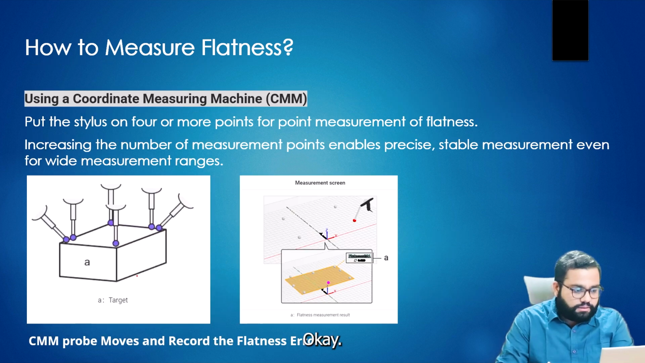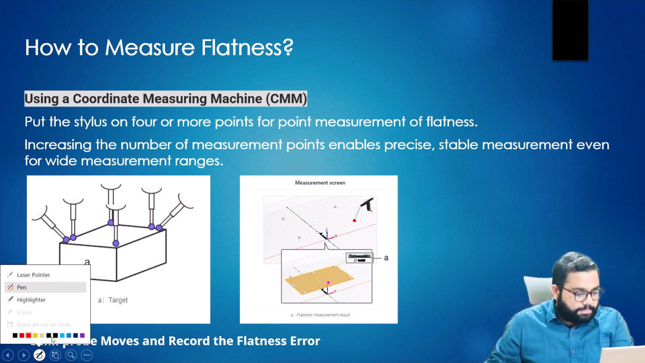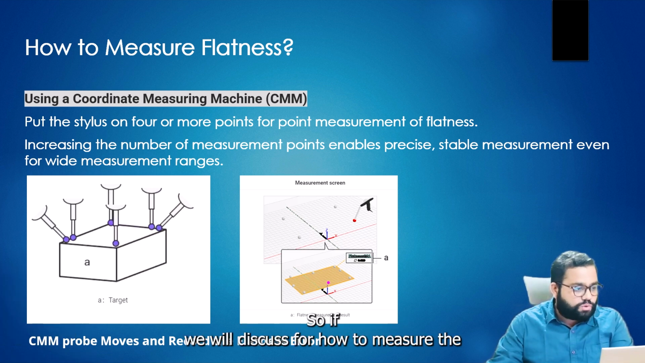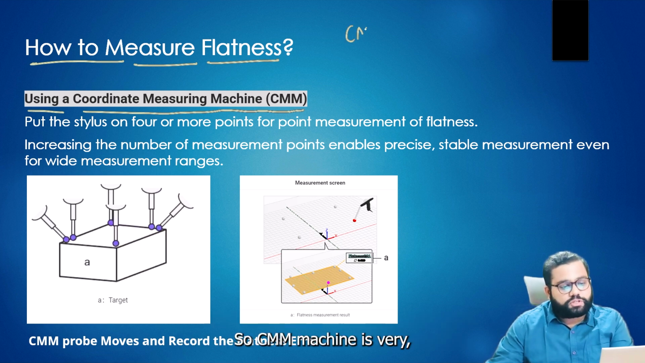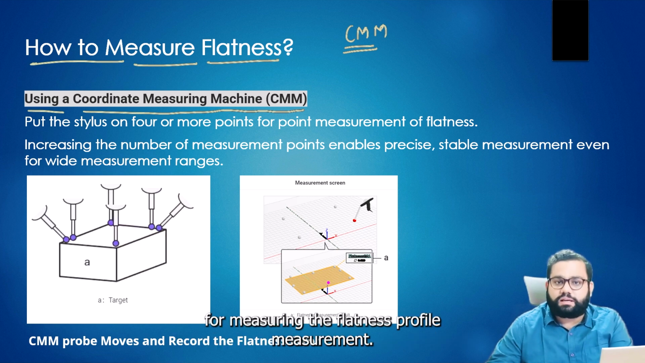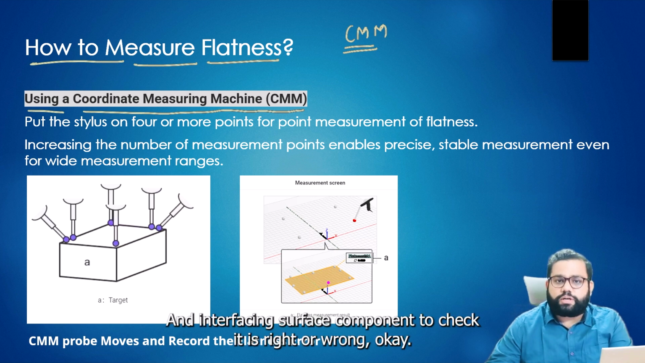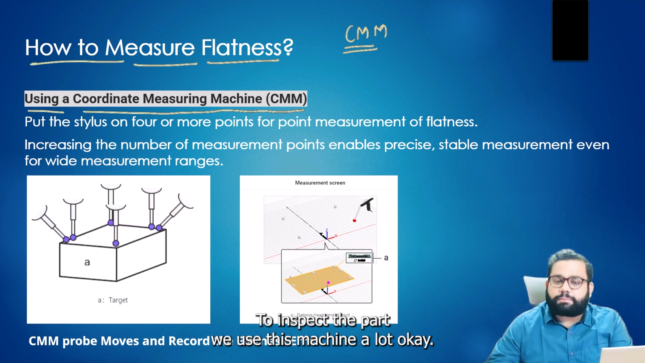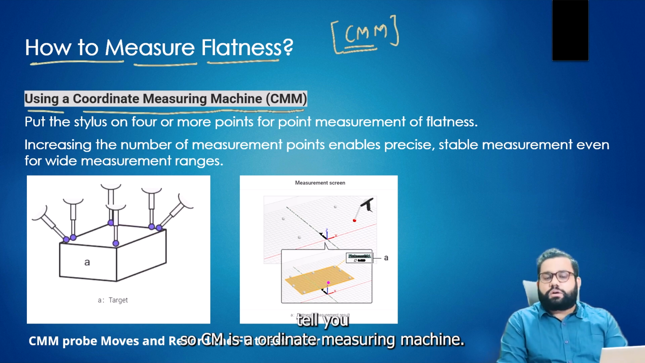Okay. Now one more method is there to calculate the flatness. So if we discuss how to measure the flatness, we can use the coordinate measuring machine, or the CMM machine. The CMM is a very important machine which we regularly use for measuring flatness and profile. Any surface component, to check whether it is right or wrong, to inspect the part, we use this machine a lot. So what is CMM? If I briefly tell you, CMM is a coordinate measuring machine.